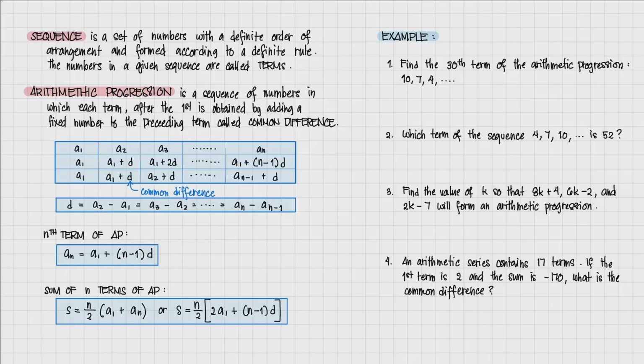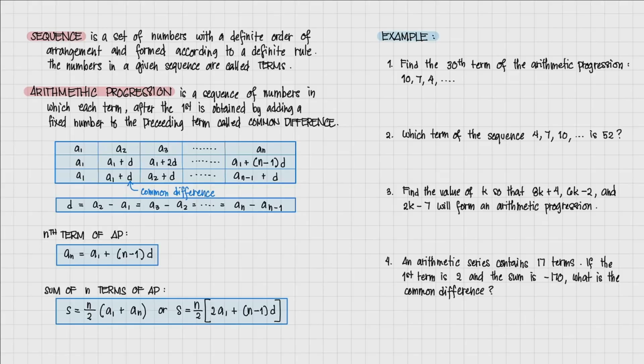And then to compute for the sum of the nth terms of an AP, you're going to use this formula. So it is the number of terms n divided by 2 times A1 plus the last term of your series. Or you could use this formula: n divided by 2, quantity 2 times A1 plus n minus 1 times the common difference D. Alright, so let's solve some examples.